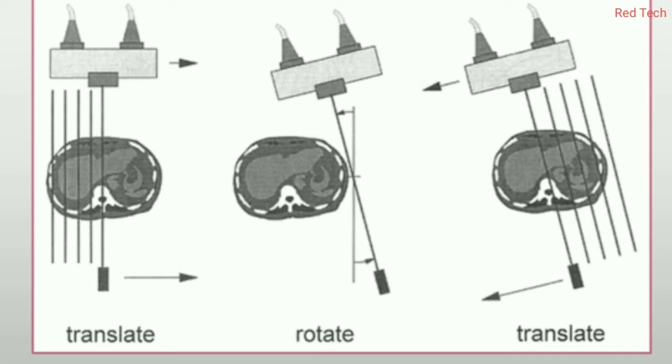Above is the X-ray tube and below the detector; this is the translate and rotate motion. First translate and rotate, and simultaneously the detector also moves and the images are acquired. Two slices at a single time could be taken in first generation CT. So this is all about the first generation.